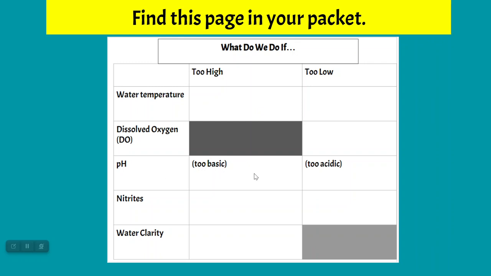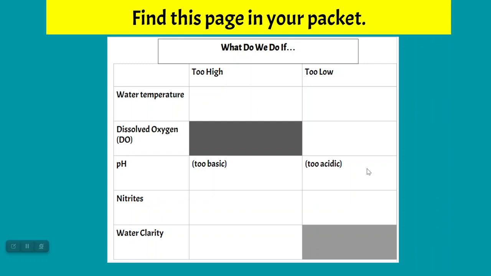So for pH, if something is too basic, the pH number is too high and we need to make it more acidic, we might want to put in more fish, because the more fish breathe in water, the more acidic that water becomes. If our pH is too low, we might add plants, or we might try to reduce the amount of acid rain that a body of water is exposed to. It's going to depend. Obviously, we don't have acid rain happening in our classroom.